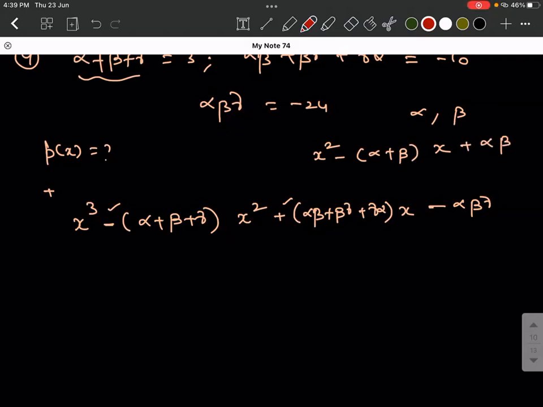Where is the logic coming from? The way you found the relation between the coefficients and the roots of that equation. Is that clear?